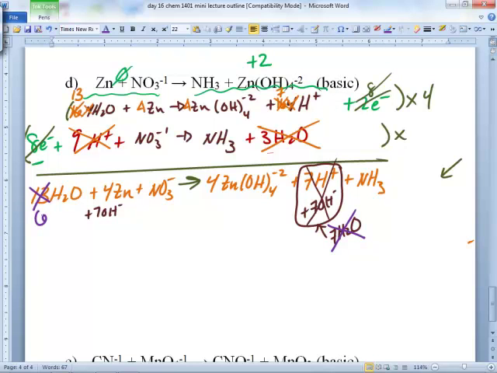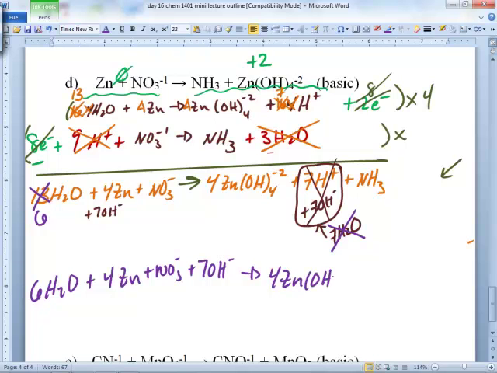Now I would probably rewrite this thing because we can kind of see it. I could grade that. I don't think I'd take any points off, but it might be better. It might be better to write it so you don't take any chances. So 4 zincs and a nitrate and 7 hydroxides is going to give me 4 of these zinc guys and ammonia.